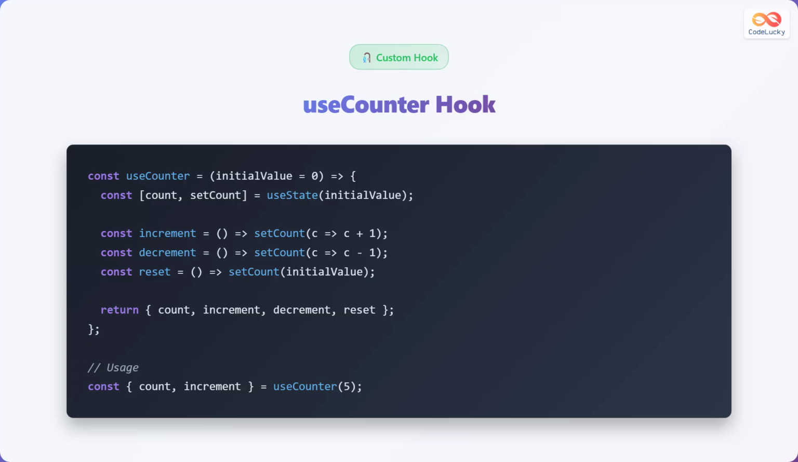This hook uses the useState hook to store a counter value. It also defines functions to increment, decrement, and reset the counter. Finally, it returns an object containing the counter value and the functions to modify it.